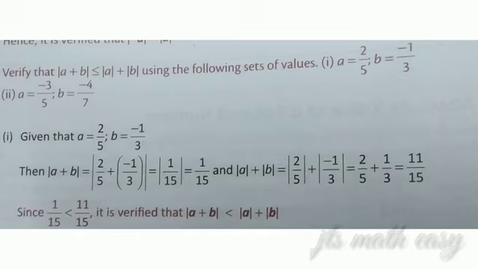So the values of a and b are given here. A is equal to 2 by 5 and b is equal to minus 1 by 3, and we have to verify that our LHS is less than or equal to RHS. So you can verify separately.